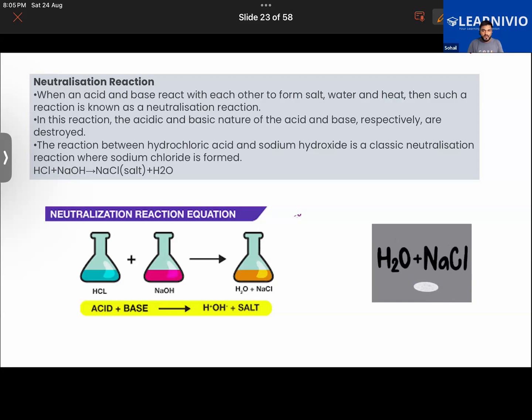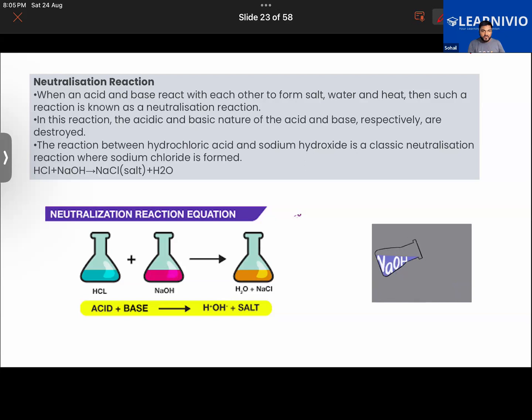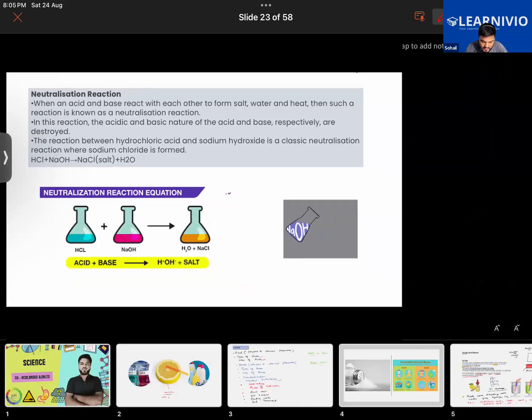This example that you see is one of the most common examples of a neutralization reaction. So I hope this topic is clear, what a neutralization reaction is, right? Yes, sir. Okay.